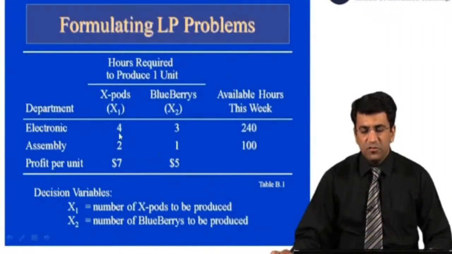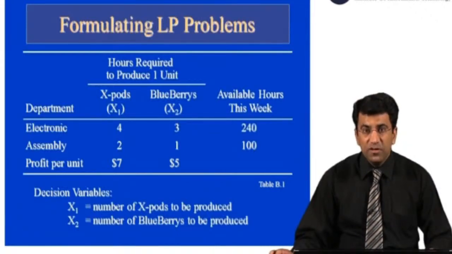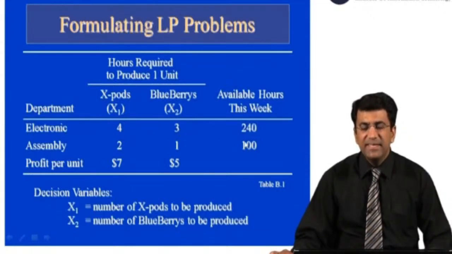Now if we try to formulate this constraint for electronic work, you can see that if we are able to produce 1 unit of export, it will take 4 hours of electronics. So if we produce x1 products, then our total electronic work for this product x1 will be 4x1, okay. And if we produce x2 units, then that will take 3 hours per unit, and what will be the total electronic hours? That will be 3x2. So our total constraint for electronics will be 4x1 plus 3x2 less than or equal to 240.